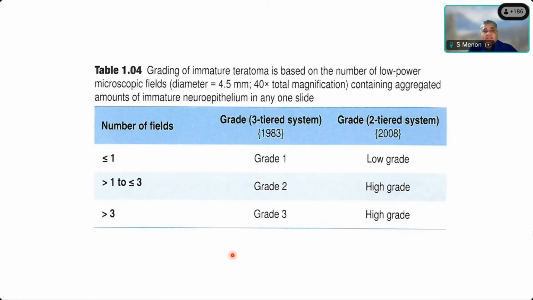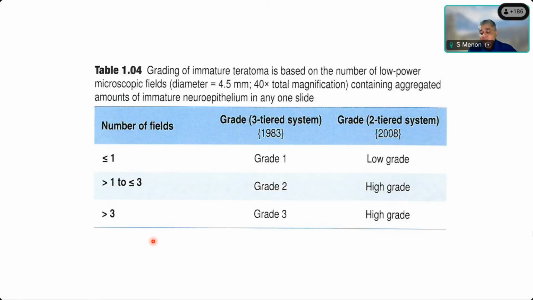40x fields, total magnification. Maybe I should have drawn a diagram to show this, but this is extremely confusing for many people. Some people want to add up all the slides and call it grade 3, but please keep in mind, any one slide, if it has got more than 4x focus of immature neuroepithelium.